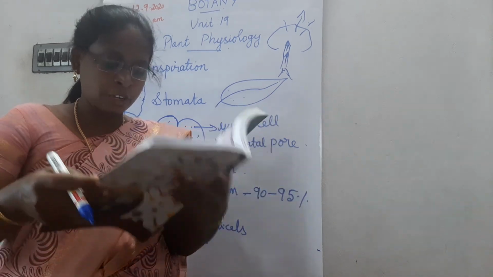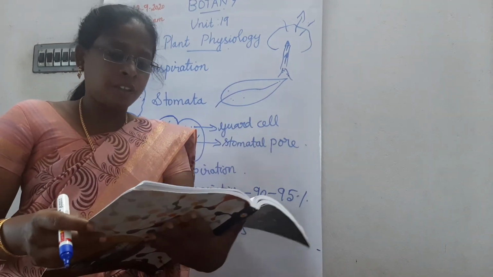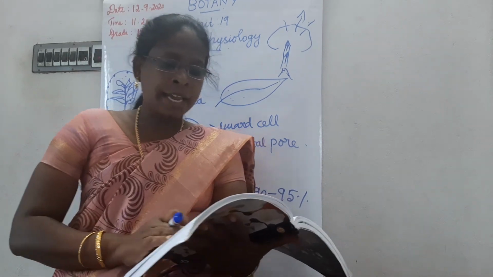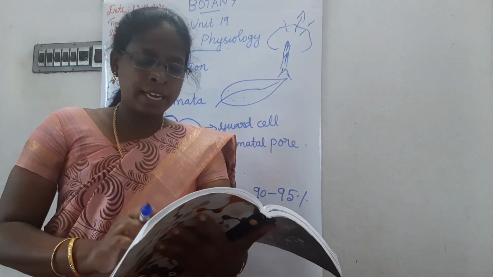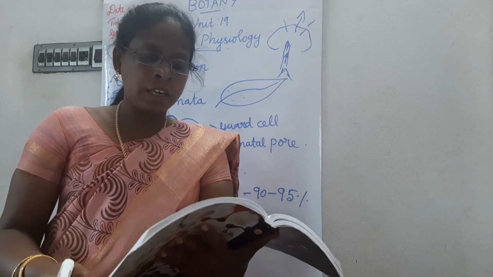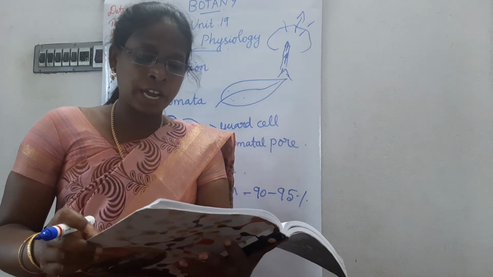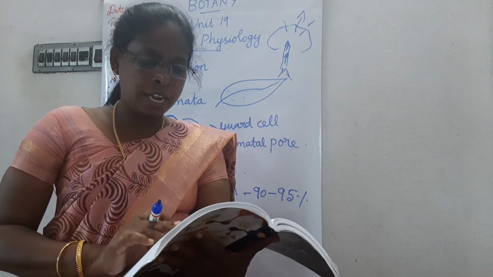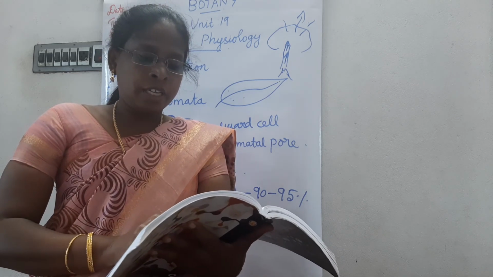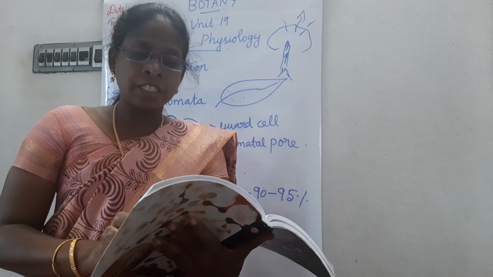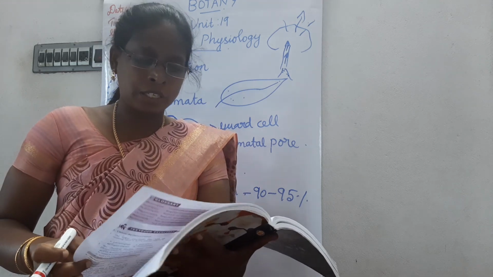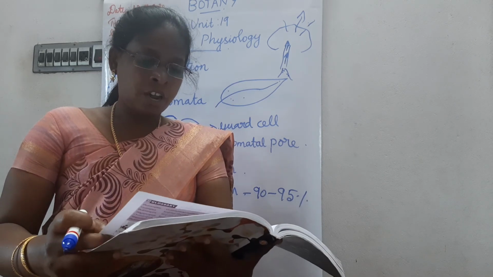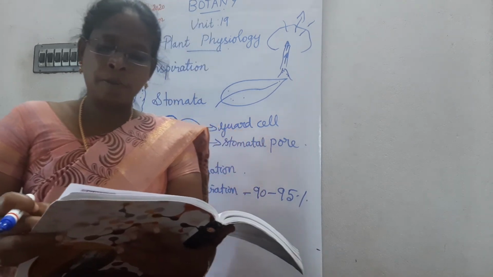Then book inside question you can mark. Take page number 229. See the diagram, structure of stomata. That diagram, you can write the question, draw the structure of stomata and label the parts. Very, very important question that one, the diagram. Write the question, draw the structure of stomata and label the parts.